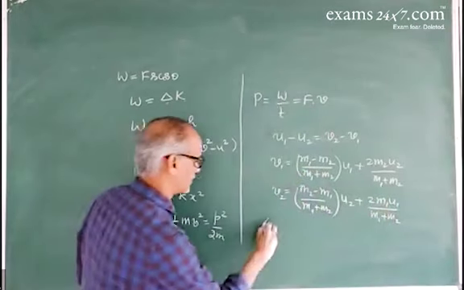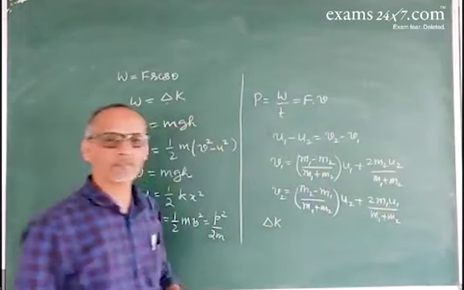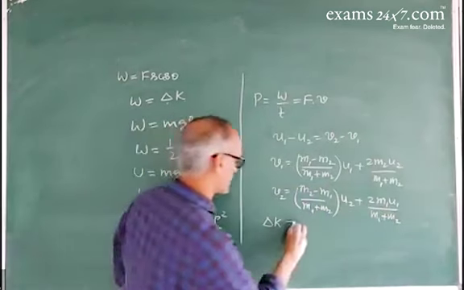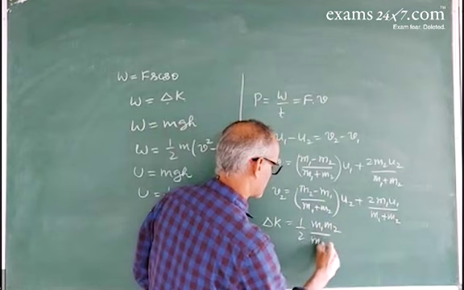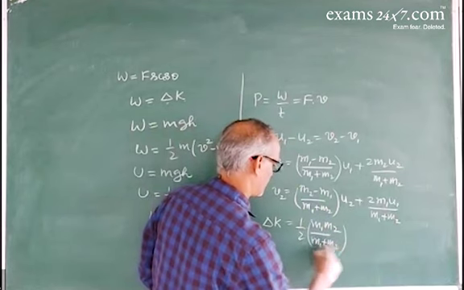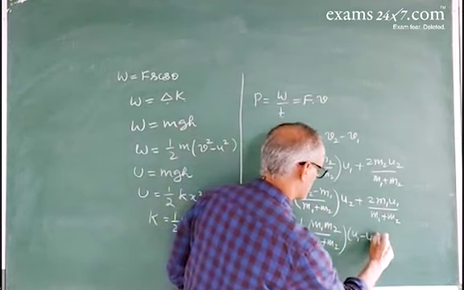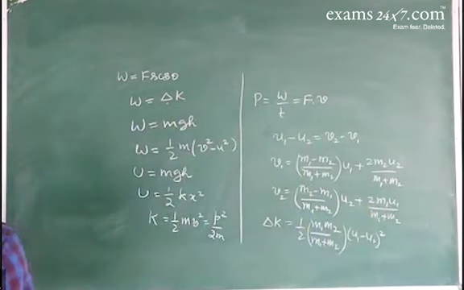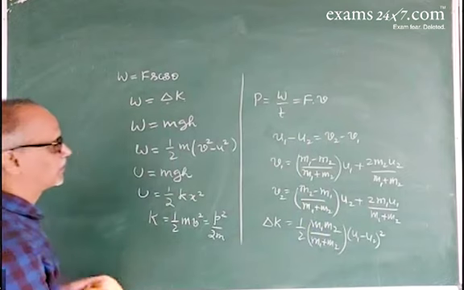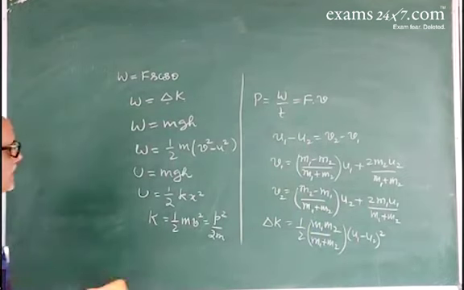And the last important formula, loss of energy in inelastic collision. Delta K is equal to half m1 m2 by (m1 plus m2) into (u1 minus u2) the whole square. So these are the equations in the chapter work, power and energy.